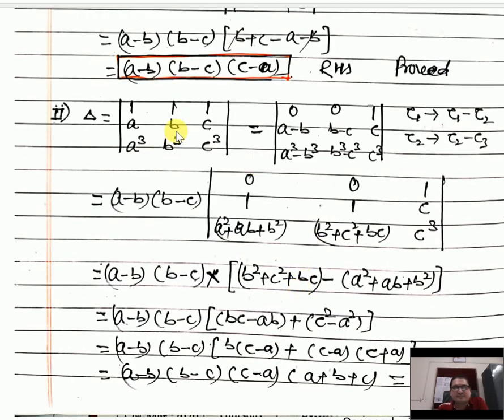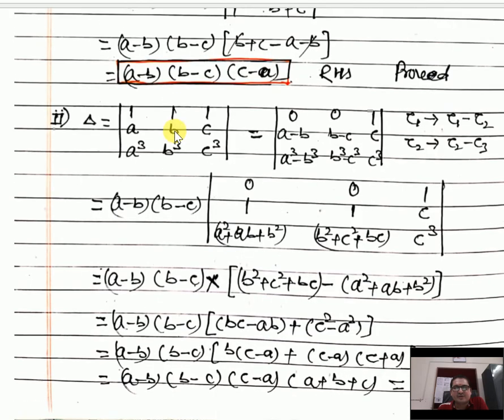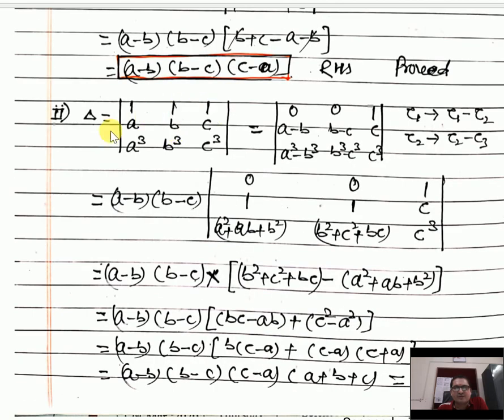Second part. It's given 1 1 1, a b c, a cube, b cube, c cube. This is the left hand side. We have to prove a minus b, b minus c, c minus a, times a plus b plus c. We have to prove this result.